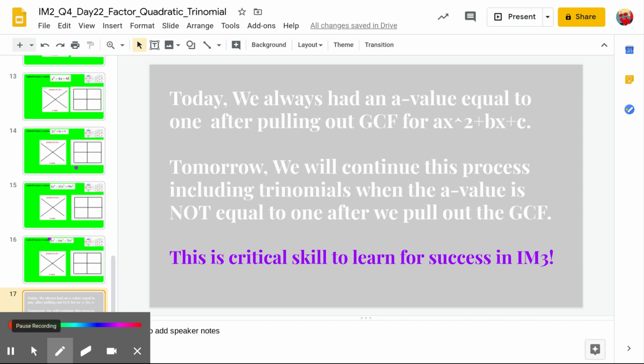Tomorrow, we're going to continue this process, but now, sometimes even after we pull out the GCF, the A value is no longer going to be 1. It's going to be 2, it's going to be 3, it's going to be a half, it's going to be 5. Okay? The beautiful thing is the way I've taught you this today, tomorrow's process is exactly the same. Just be dealing with a little bit bigger numbers when we do the factoring, because you're going to be multiplying A times C. So you can imagine your numbers are going to get larger there.